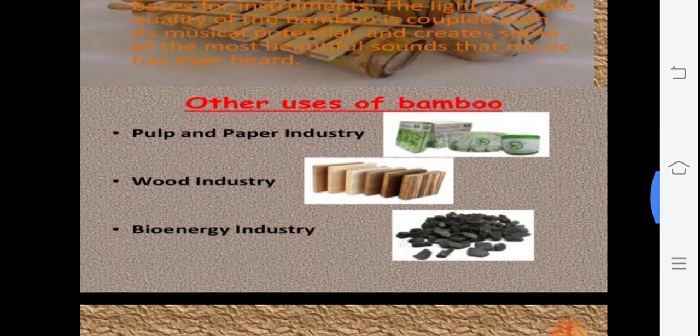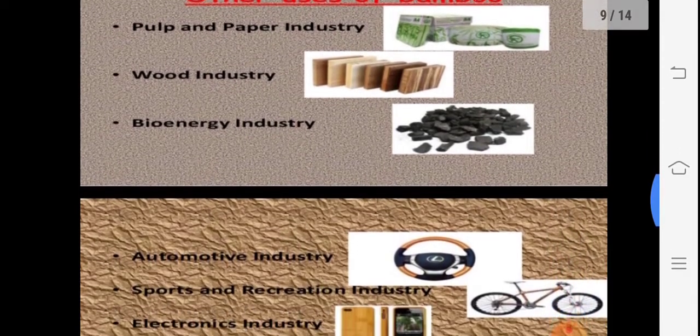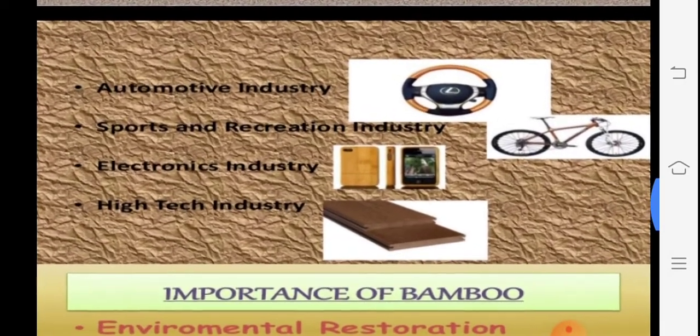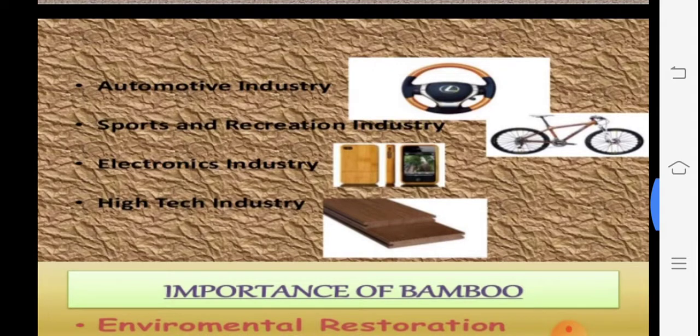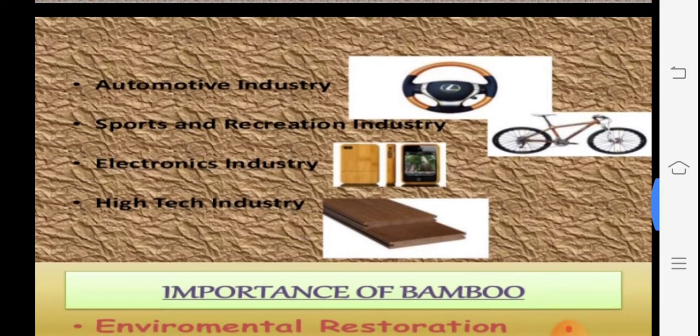Then in the pulp and paper industry, wood industry, and bioenergy industry, bamboos are commonly used. Nowadays they are used in place of plastic, in automotive industries, for four-wheeler steering or the others.